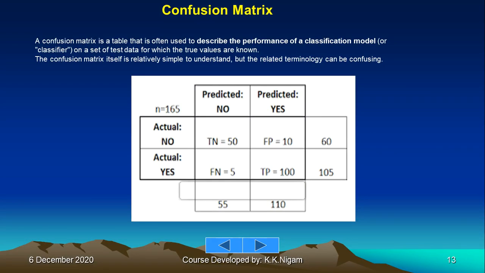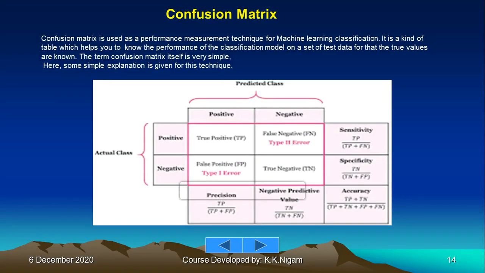So the structure of your confusion matrix is exactly like this, the 4 quadrants that you are seeing. On the left you have actual no or actual yes, and predicted no and predicted yes on the top. The confusion matrix itself is relatively simple to understand. Although it is known as confusion matrix, it actually helps remove the confusion. So confusion matrix is used as a performance measurement technique for machine learning classification.